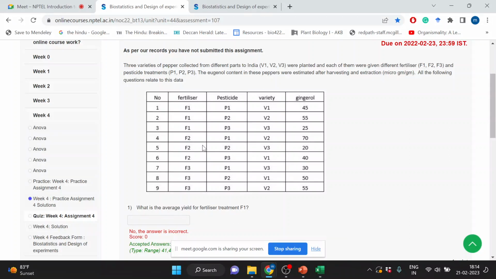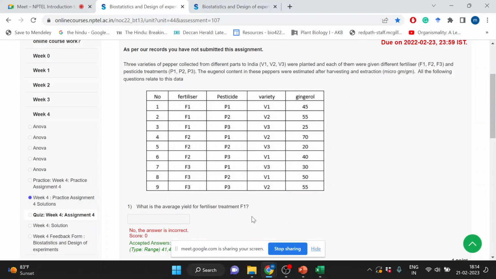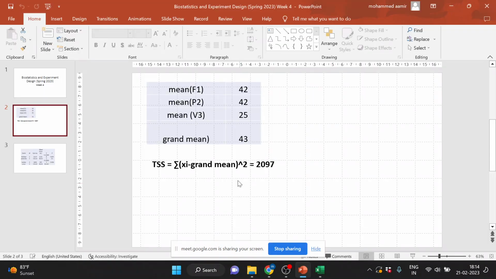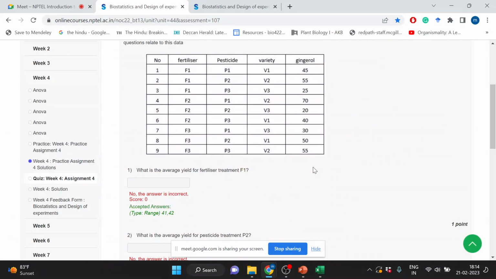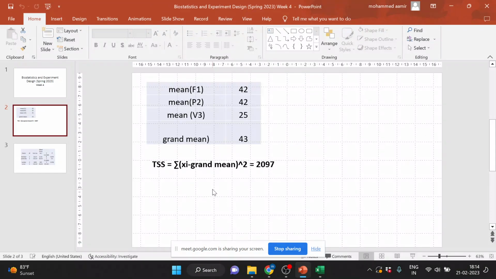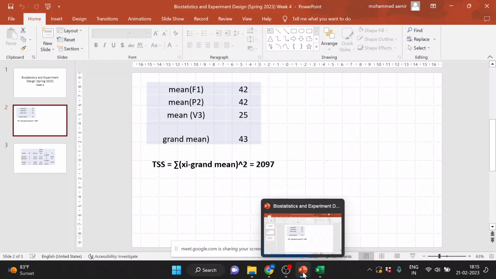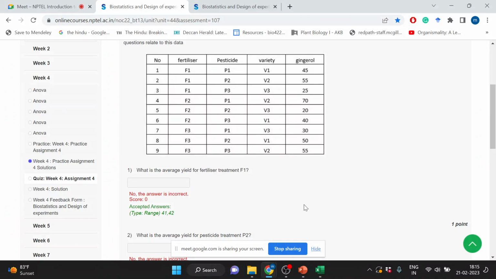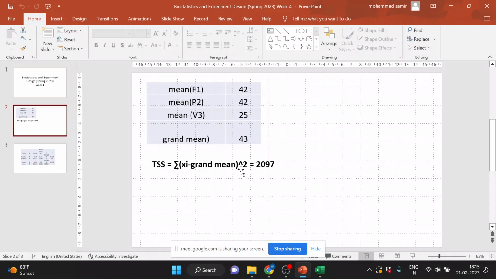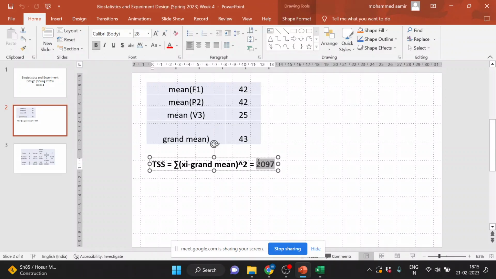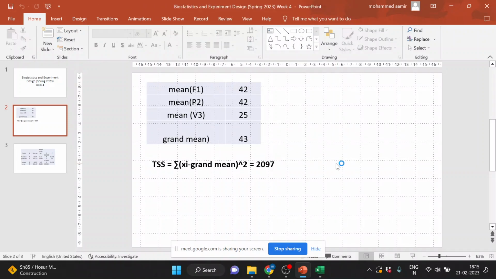And what I found was there's another formula to calculate total sum of squares, and that is this. You calculate the grand mean of the entire data set. That is the mean of all these data points. For each sample, you take xi minus the grand mean and square that. When you sum all those squares of these differences, you get something known as TSS. In this case, that comes up to around 2097, around 2100 if you round off.